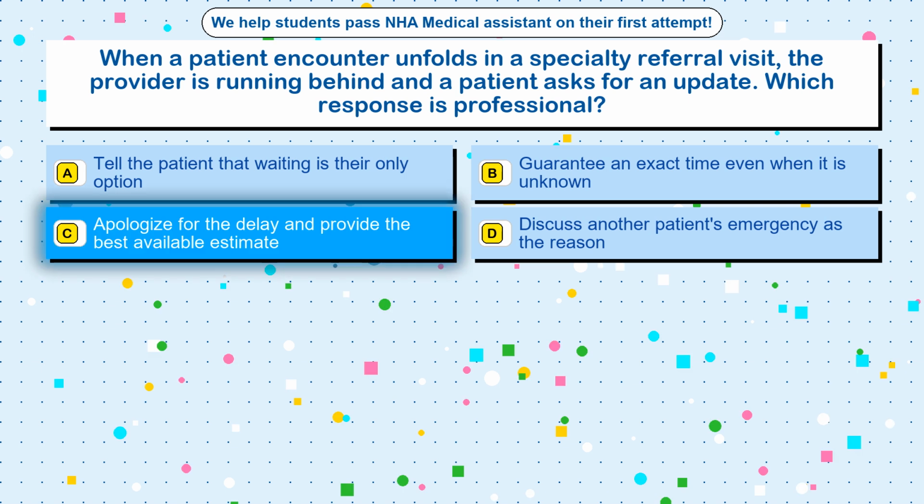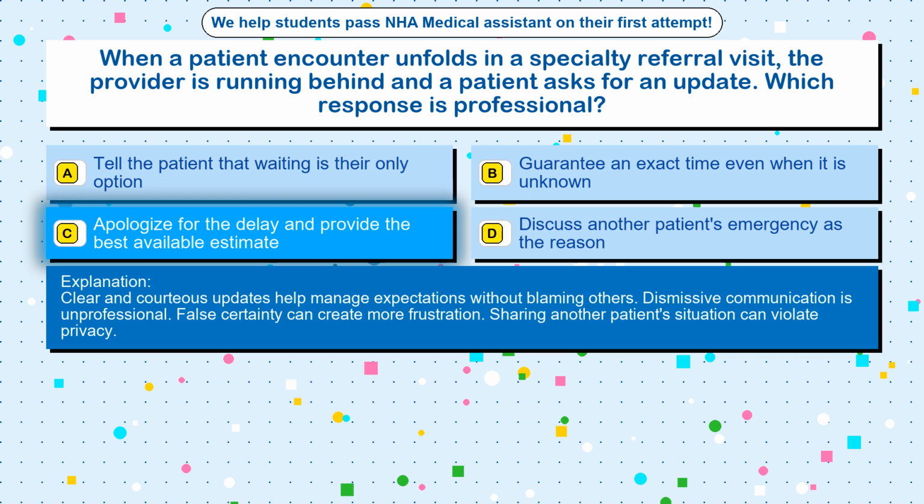The correct answer is option C. Apologize for the delay and provide the best available estimate. Clear and courteous updates help manage expectations without blaming others. Dismissive communication is unprofessional. False certainty can create more frustration. Sharing another patient's situation can violate privacy.